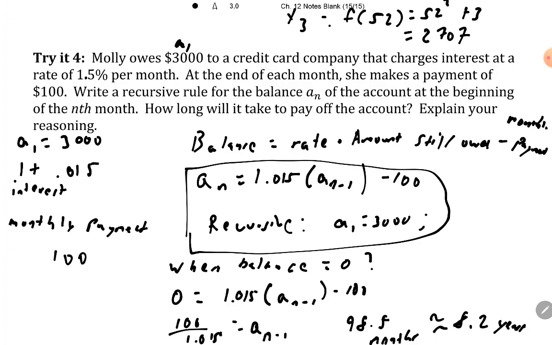So something that would have taken 30 months, because we were only paying $100, now takes 98.5, so 3 times as much. So be wary of interest rates.